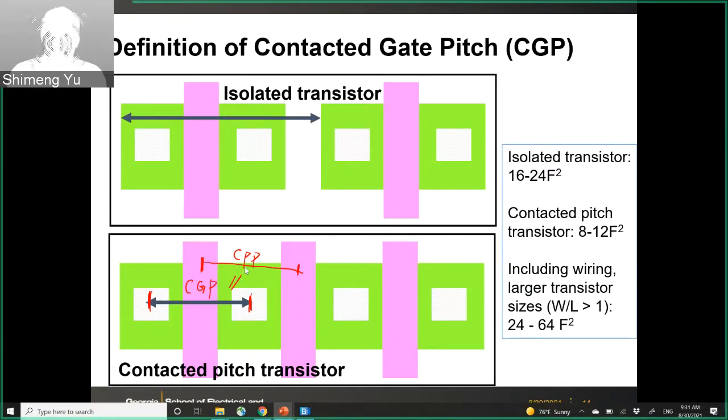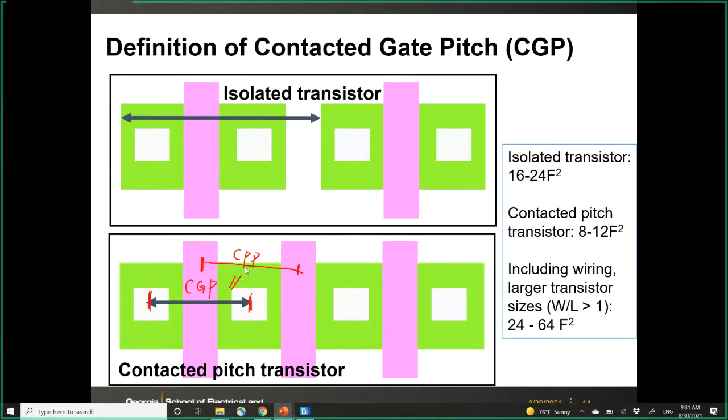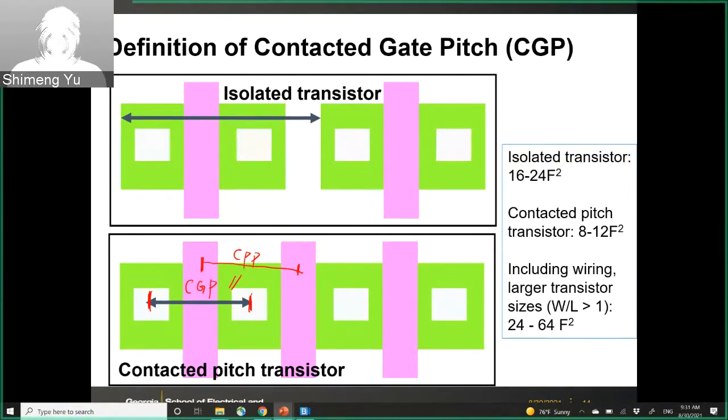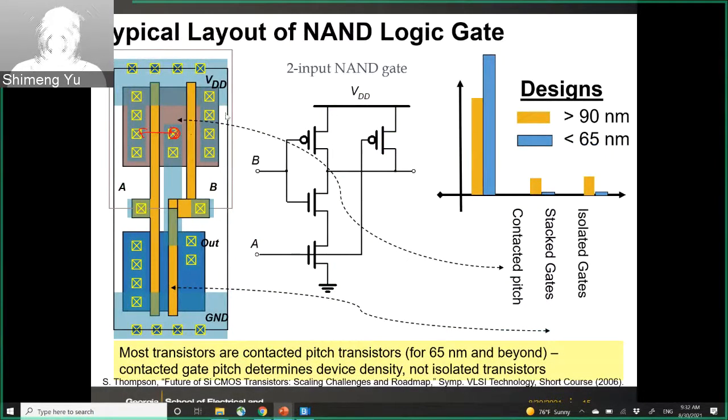So this is a typical transistor layout in the digital circuit today. And here we have some examples. For example, in the two input NAND gate, then we see the PMOS region, we have this kind of contact pitch transistor.